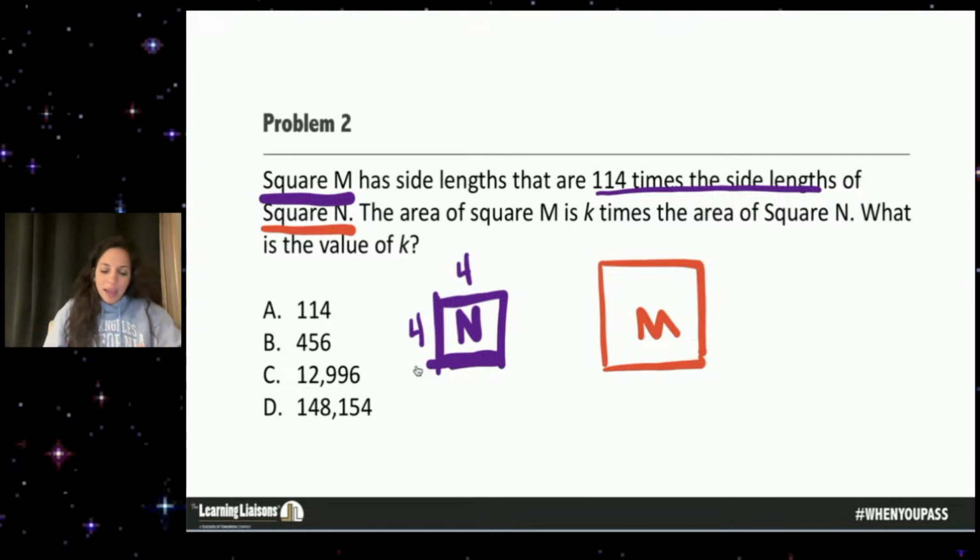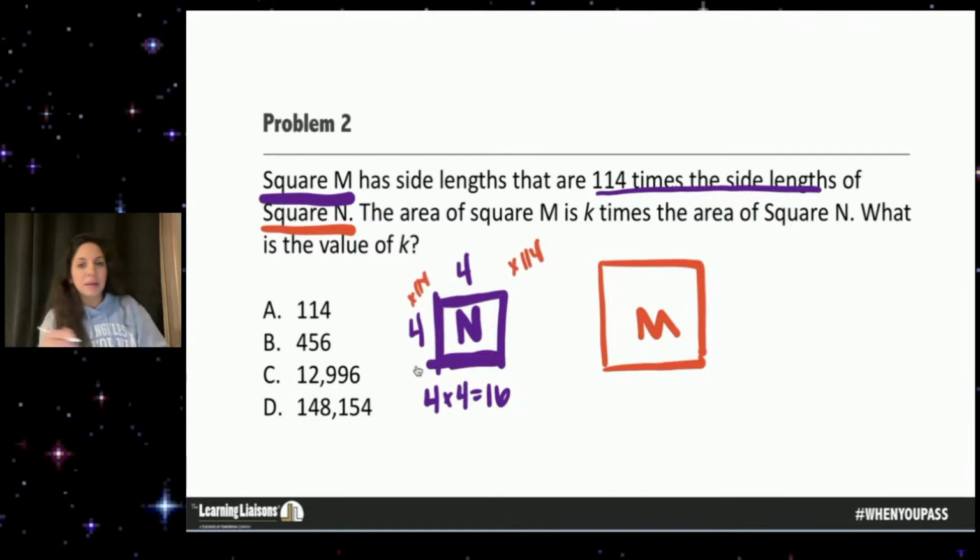So this square has side lengths of 4. So the area of this square is 4 times 4, which is 16. If the side length is 4 for square n, and square m has side lengths that are 114 times the side lengths of square n, then to find the side lengths of square m, I can do 4 times 114, and get my side lengths.